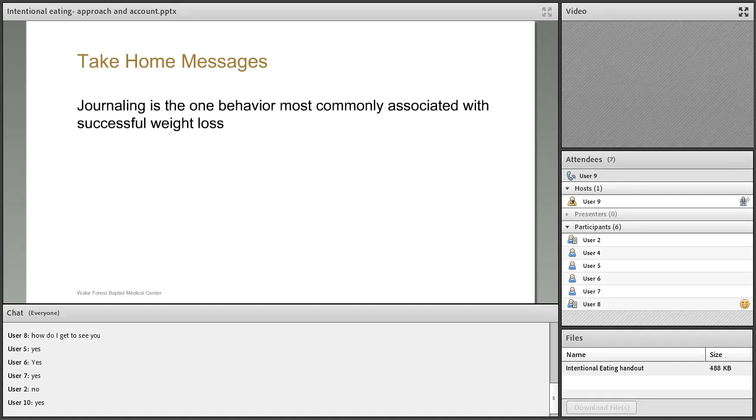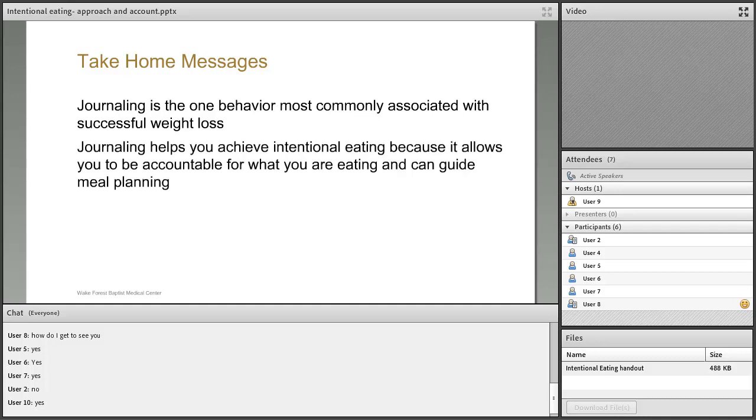It's the most common behavior associated with successful weight loss, hands down. And most patients will tell me it's the thing I hate the most, but it's the thing that I know works the best. And I follow that up with, you don't have to like it, but you got to do it. It's never fun, but I think it's definitely very useful. And making a commitment to yourself that you're going to really work on doing that consistently makes a big difference. It helps you achieve intentional eating because you can now be accountable, and then you can use that to guide your meal planning. You can look for patterns, you can look for tendencies.